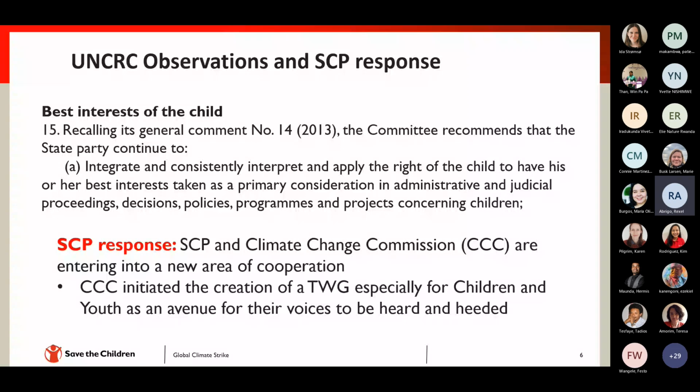Based on our currently developing strategy, we have already engaged the Climate Change Commission of the Philippines, and together with them we have created a technical working group specific for children. Together with the Climate Change Commission, we co-designed this technical working group to involve children. So my point is that even if we haven't seen the observation yet, this activity is already identified in our strategy, which overlaps with this one, and we will be very happy to continue this further.